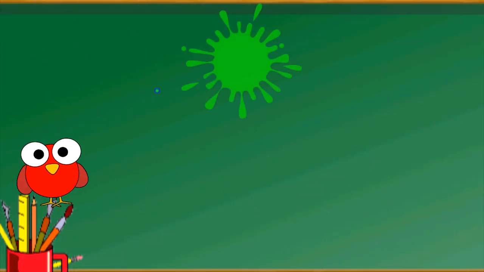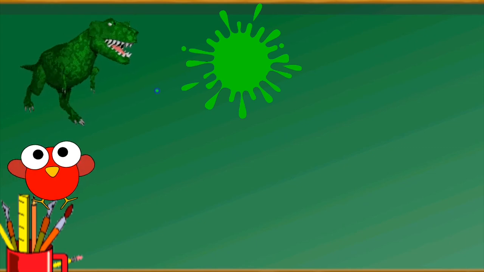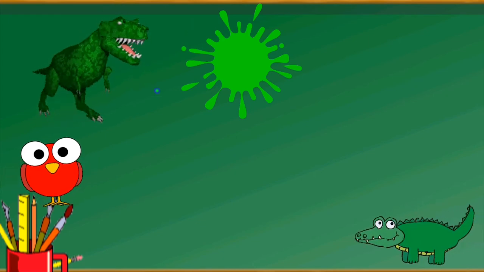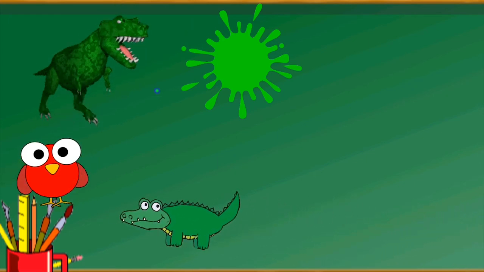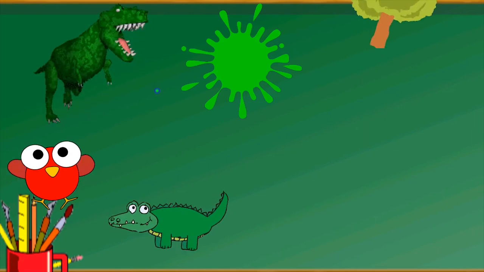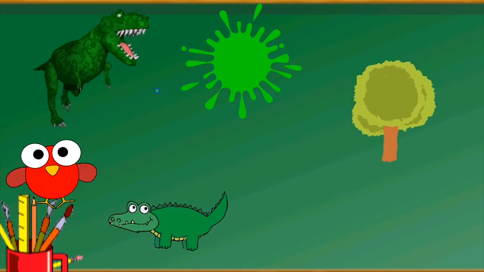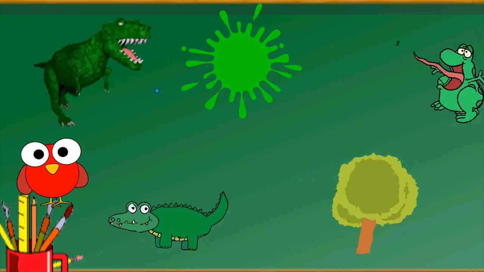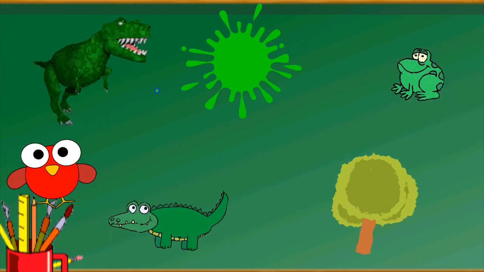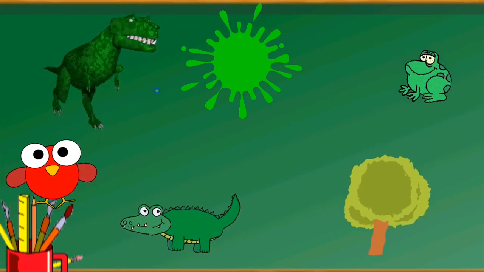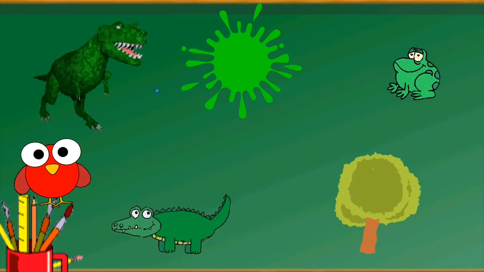This is the green color. The dinosaur is green. The crocodile, Mr. Croc, is green. The tree is green. And the frog is green. Green dinosaur, green crocodile, green tree, and green frog.